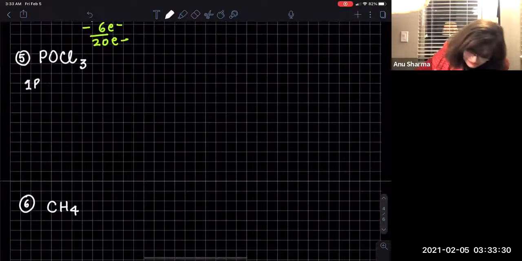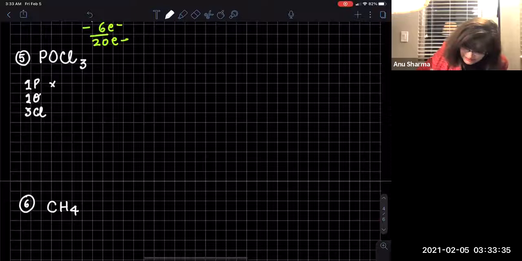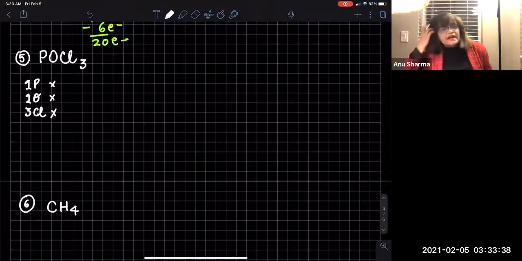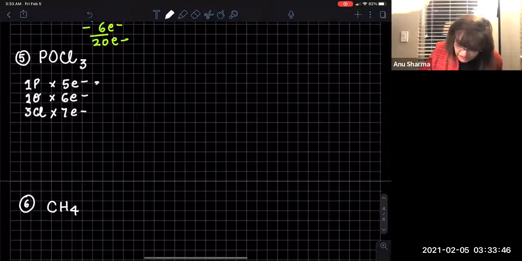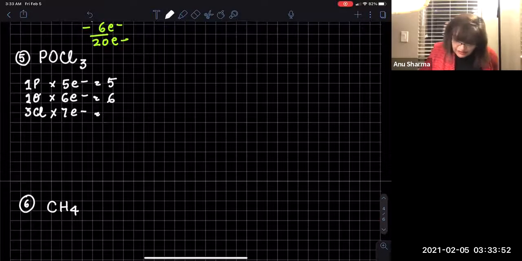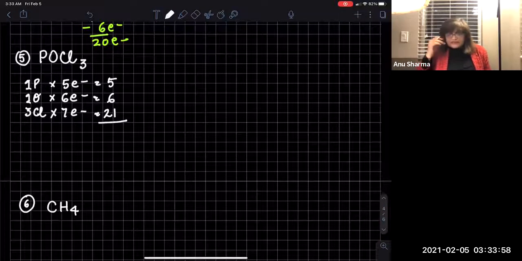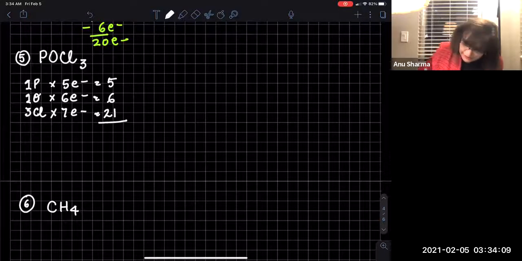Okay. Next, look at POCl3. Again, 1 phosphorus, 1 oxygen, 3 chlorines. Phosphorus is now bringing in 5 electrons. Oxygen is giving 6 electrons. Chlorine is bringing in 7 electrons each. So we will have 5 plus 6 plus 7 threes are 21. So 21 plus 6 plus 5 is 32 electrons.